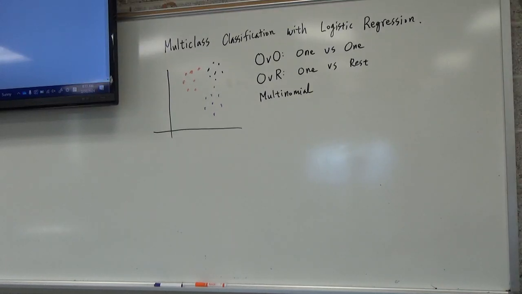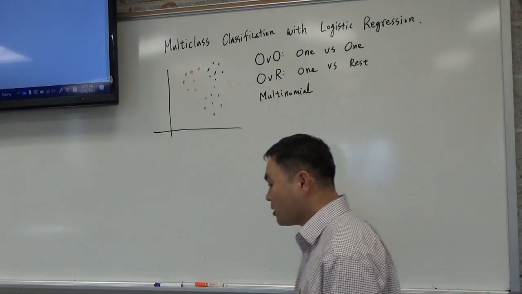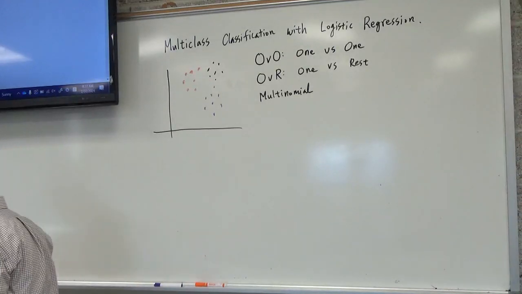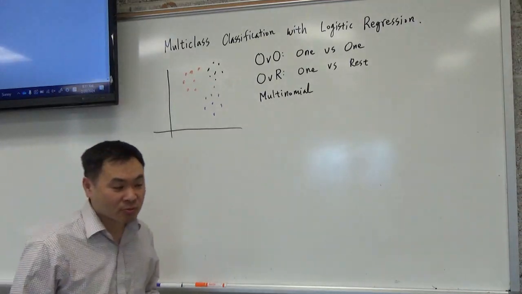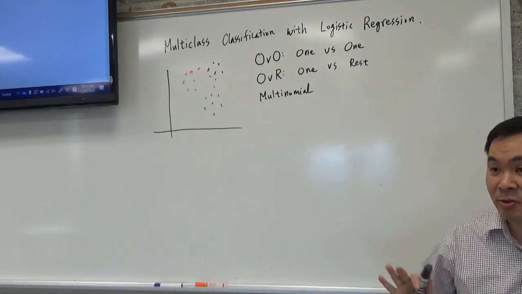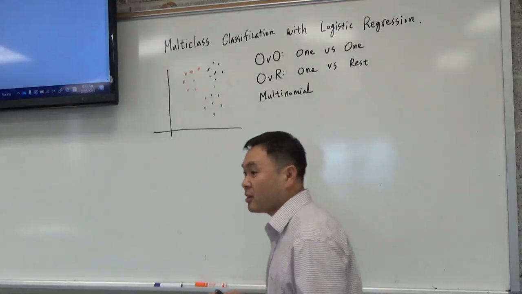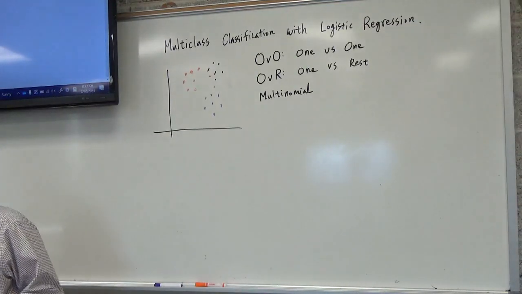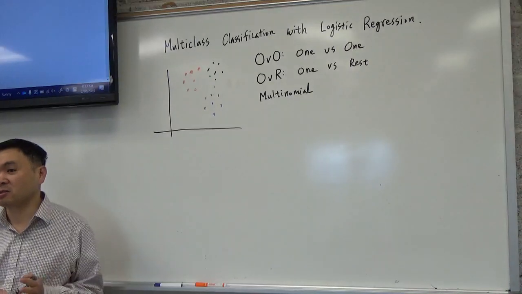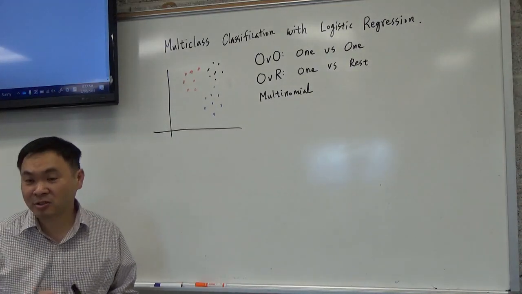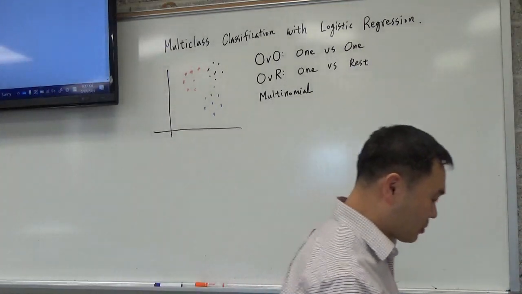Multi-class classification with logistic regression. So last time we were doing logistic regression for binary, right? Does this person have diabetes or not? And that was done by using the body mass index and other kinds of predictors.